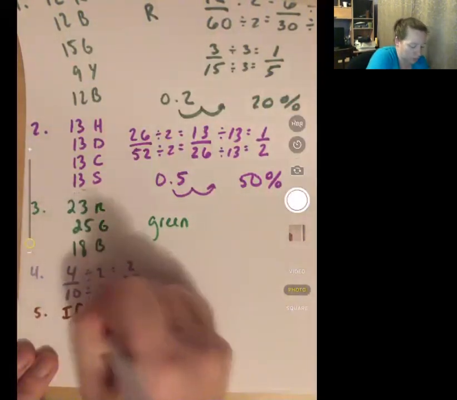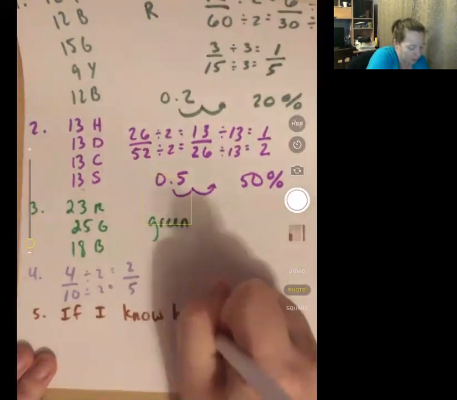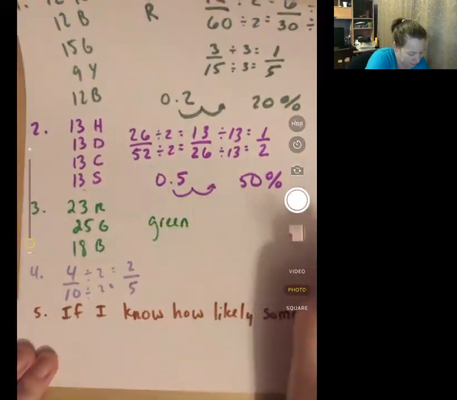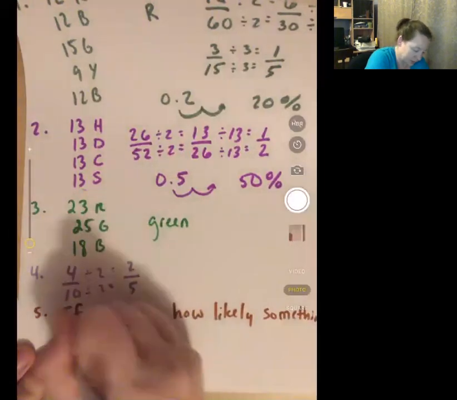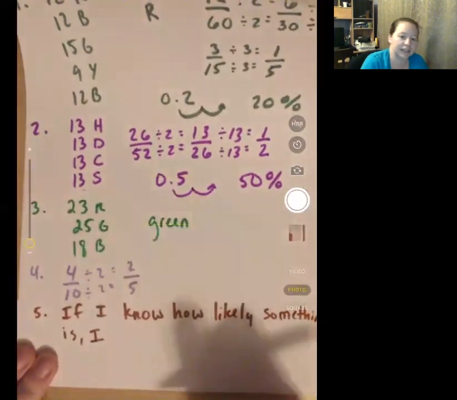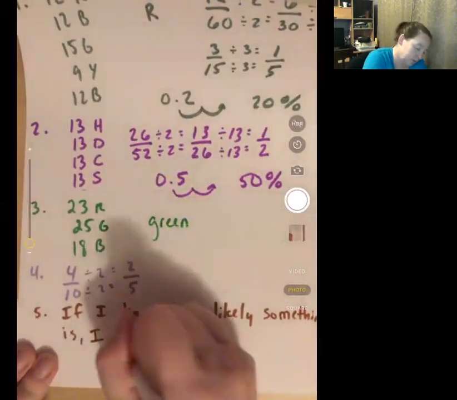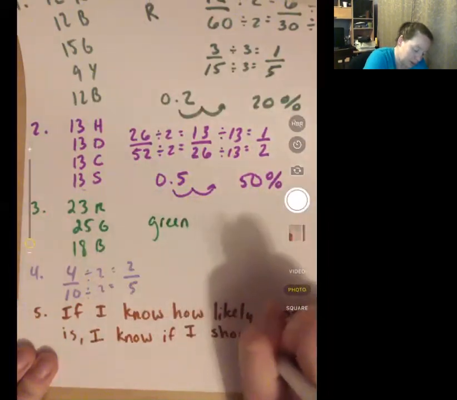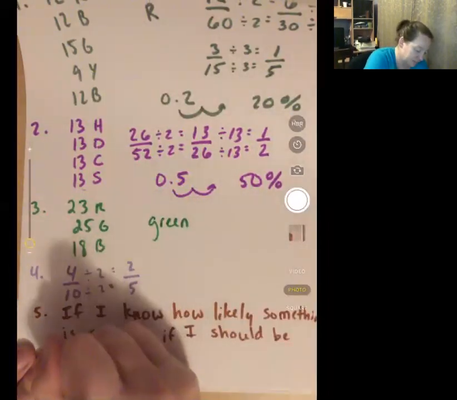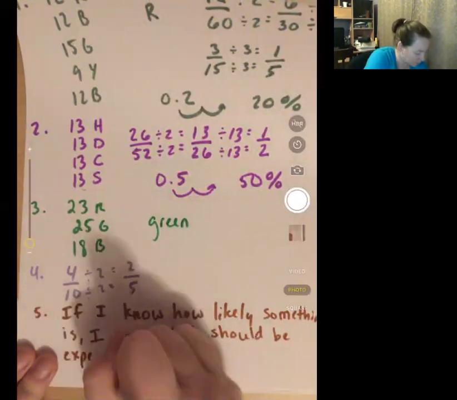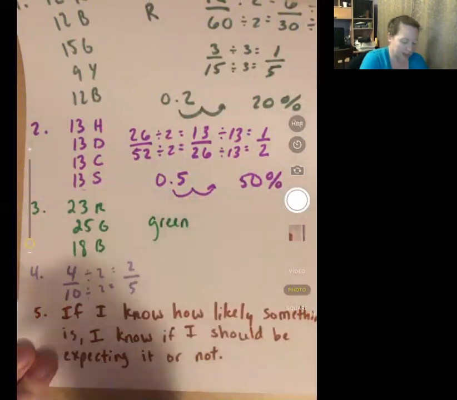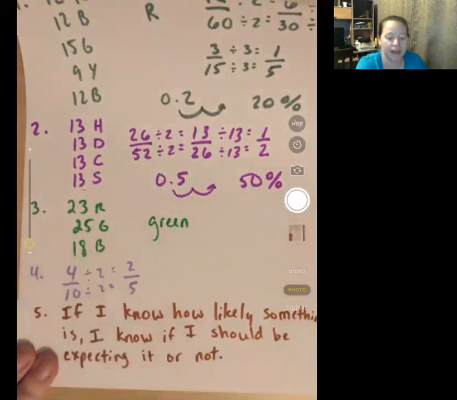If I know how likely something is, I know if I should be expecting it or not. This is a little like sitting here talking about when are we going to have rain in California?